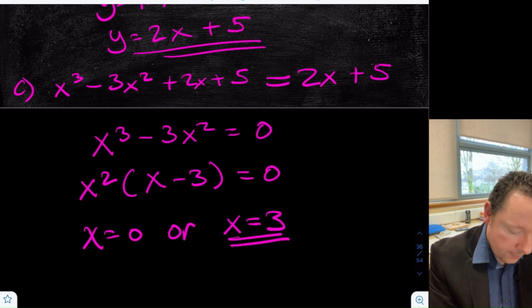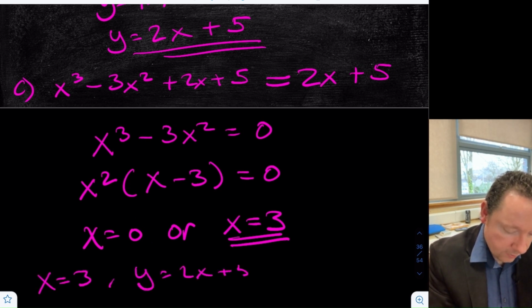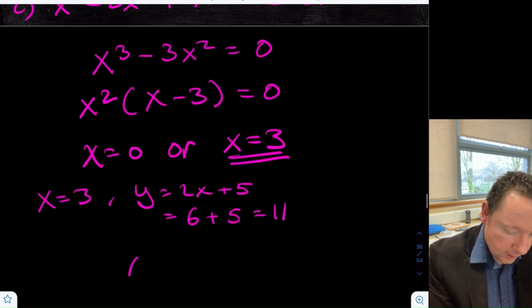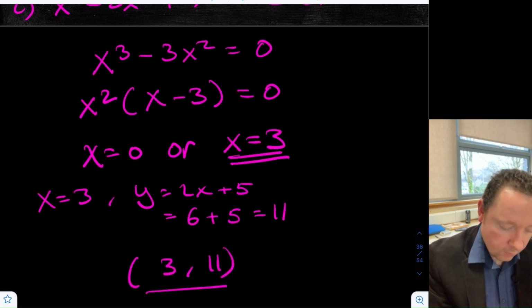x equal to 3. So when x equals 3, y equals 2x plus 5. So that is 2 times 3 is 6 plus 5, which is 11. The second point is 3, 11, and we're done there.